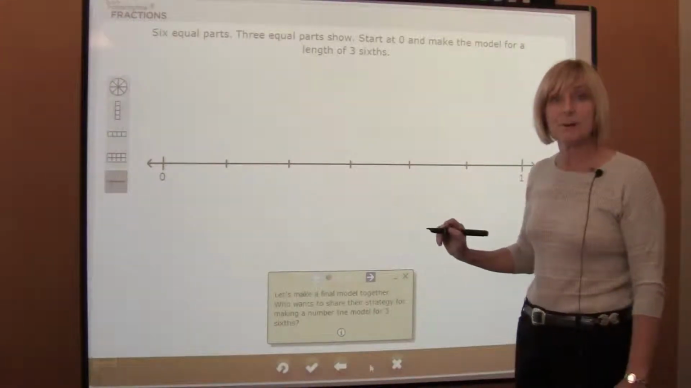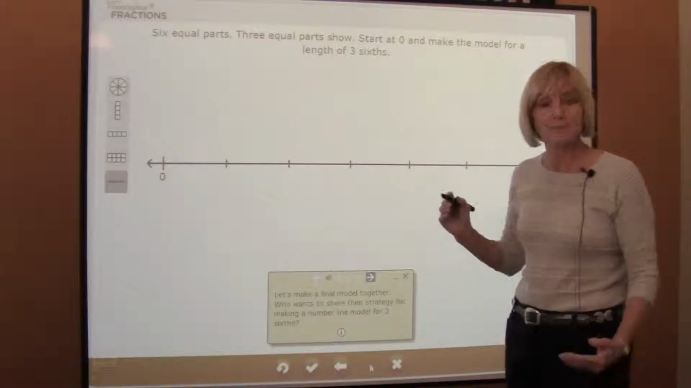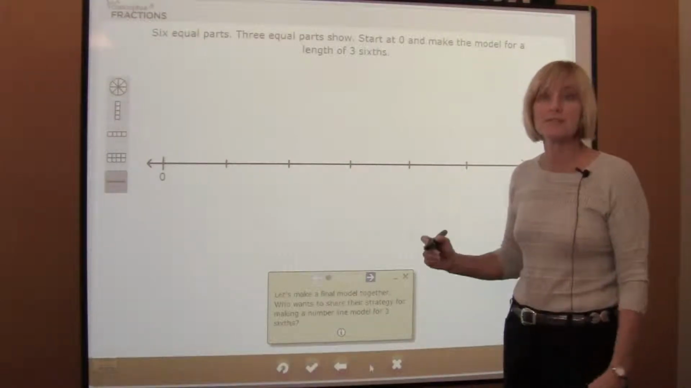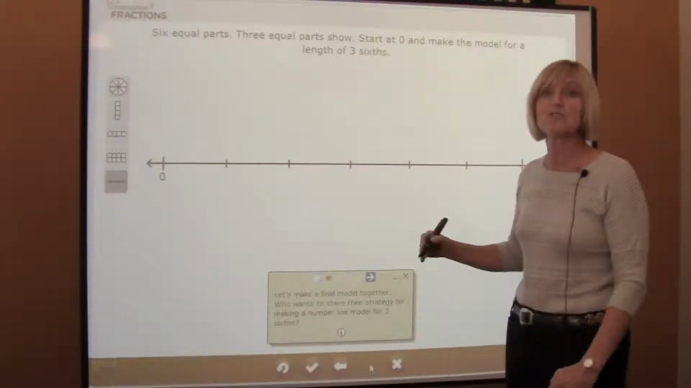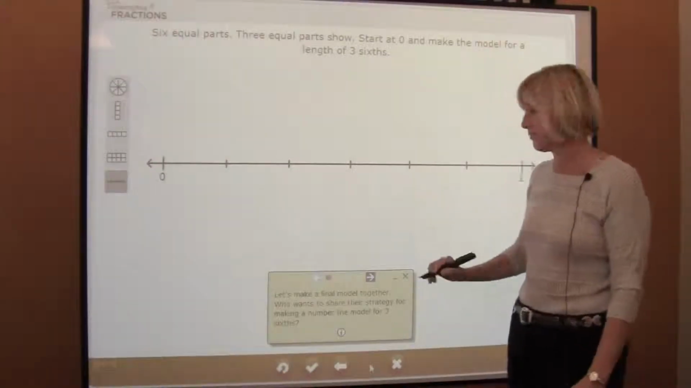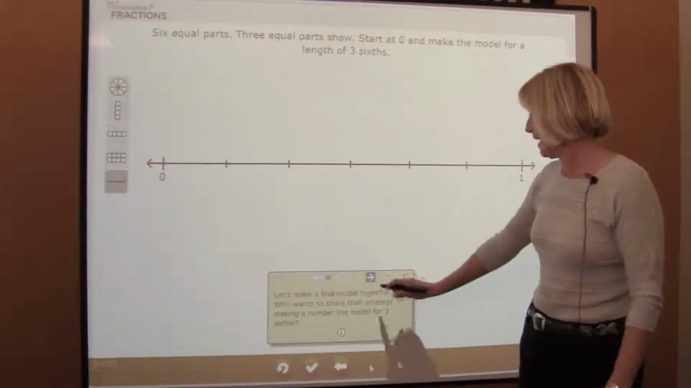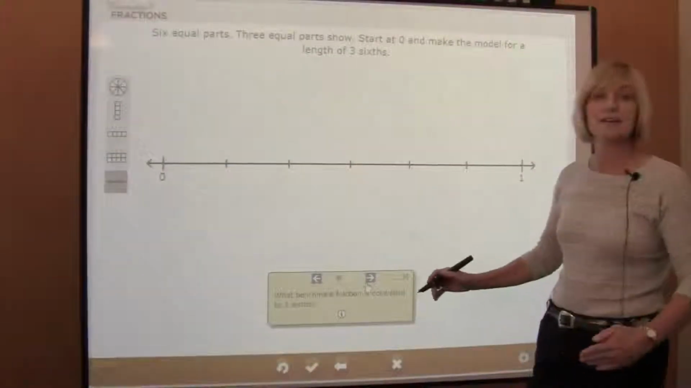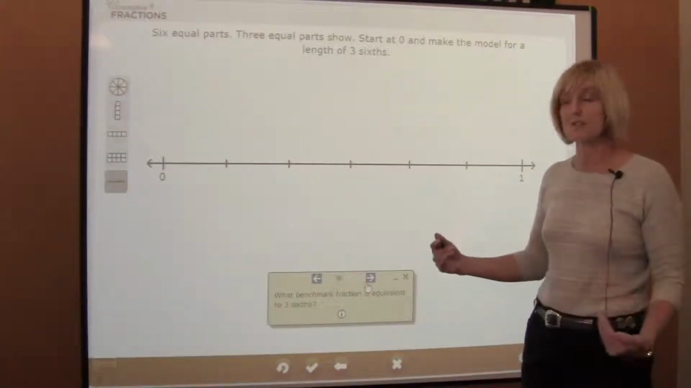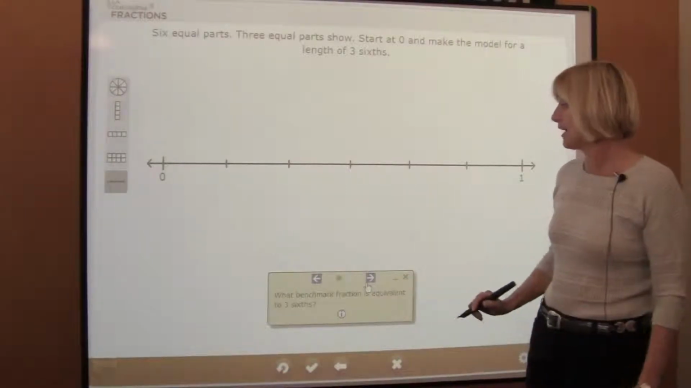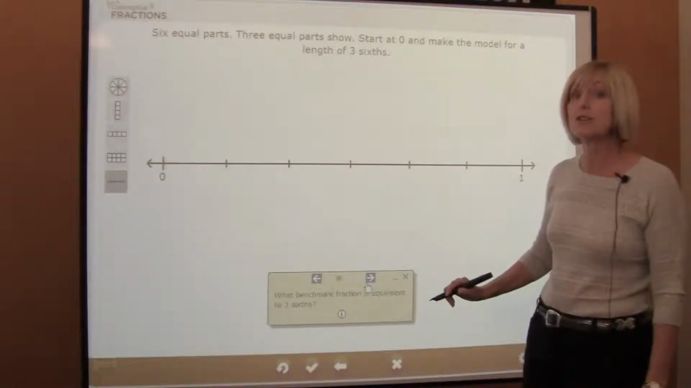We could have a student come up and actually physically demonstrate, but it's much more powerful if students have to use the vocabulary and answer questions and describe how the model should be created. So we want to make a model for 3-6. And we're going to ask students to create strategies, to share their strategy, and actually we're looking at what the benchmark fraction is that could be equivalent.